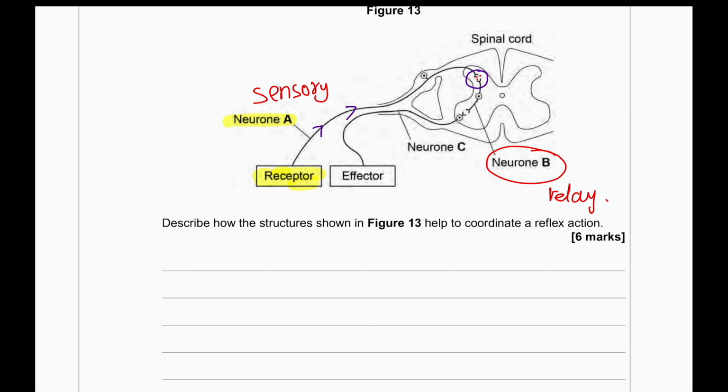Now neuron C must be a motor neuron. So neuron C then brings the information or electrical impulse back to an effector. The effector can be either a muscle or a gland. If it is a muscle, then it will contract, and if it is a gland, then it will release hormone.